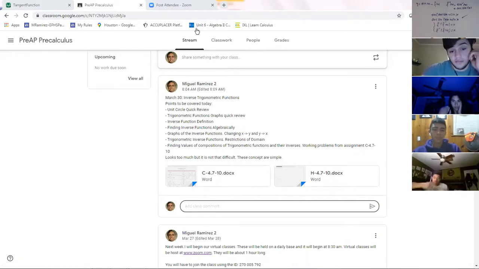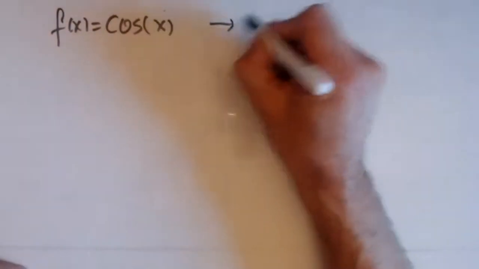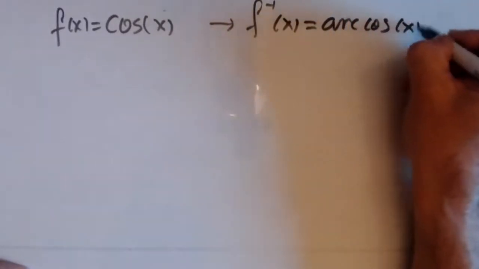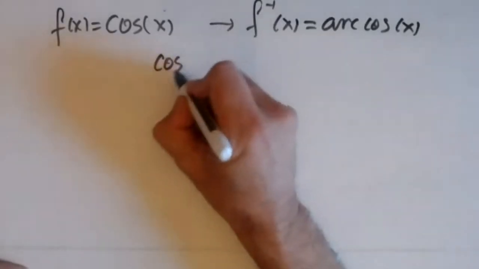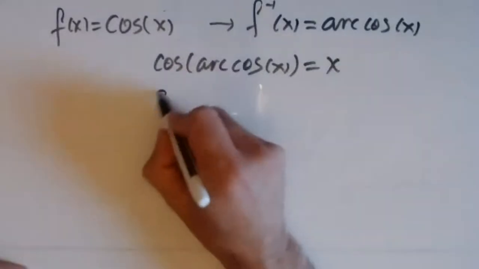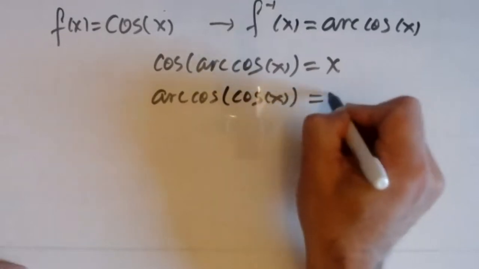Okay. Well, pretty much this is the main idea of the things we are going to do. So if we have cosine of x, right? This is f of x. So the inverse is going to be the arc cosine of x. And again, if we do the composition, we get an x. And vice versa, arc cosine of cosine of x equals x.